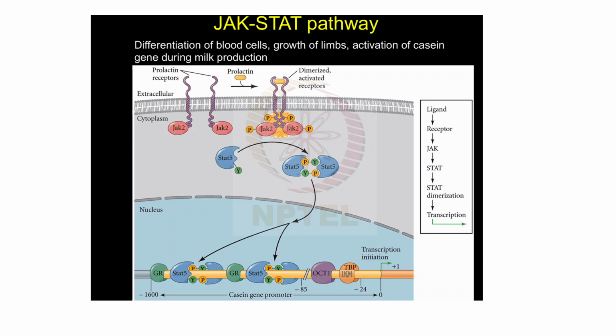After the receptor gets dimerized and phosphorylated, it phosphorylates the JAK. After JAK gets phosphorylated, it phosphorylates the STAT proteins, and then STAT enters into the nucleus and causes the activation or transcription initiation. So is this clear to everybody? It's a very easy pathway. First JAK is phosphorylated and activated, and then STAT is phosphorylated and activated, and then STAT ultimately goes to the nucleus and causes transcription initiation.